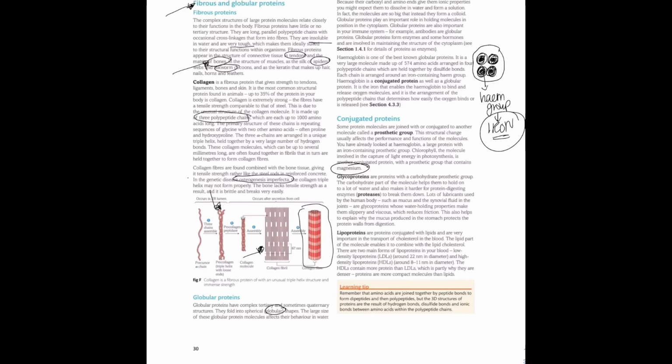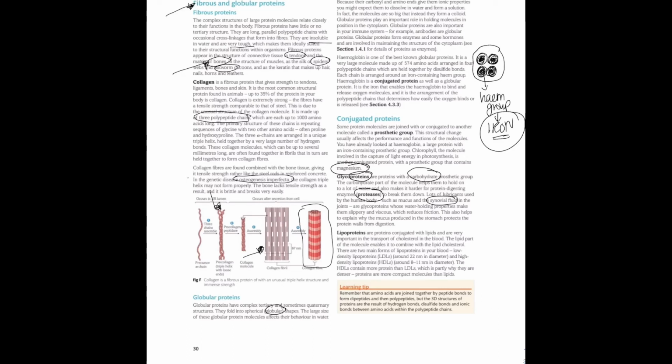Glycoproteins are proteins with a carbohydrate prosthetic group. So basically it's a protein, but they've got a carbohydrate attached onto them. And the carbohydrate here is a prosthetic group. The carbohydrate part of the molecule helps them to hold on to a lot of water and also makes it harder for protein-digesting enzymes, proteases, to break them down, because if they've got carbohydrates, the protease can't bind to it. Lots of lubricants used by the human body, such as mucus and the synovial fluid in the joints.